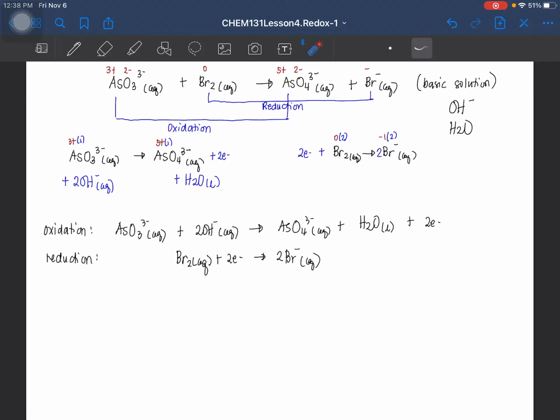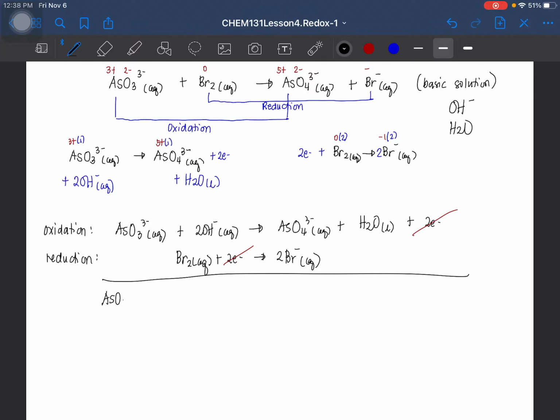And for this example, there's no need to multiply or divide any of the two half reactions by a certain number because the number of electrons are already equal. So we can just add the 2 directly and then cancel out the number of electrons.